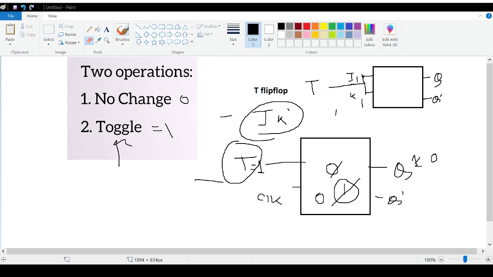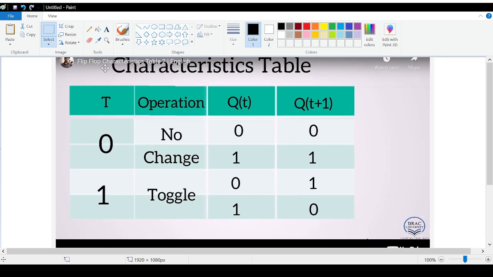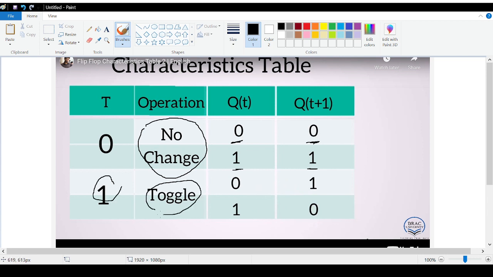Now let's look at the characteristic table for the T flip-flop. If T is 0, then the operation is no change. No change means if currently I have 0 stored, it will remain as 0. If I have 1 stored, it will remain as 1. If T is 1, it will be toggled, meaning if currently I have 0 stored, this value will turn into 1. If currently I have 1 stored, then the value will turn into 0. So this is the characteristic table for the T flip-flop.